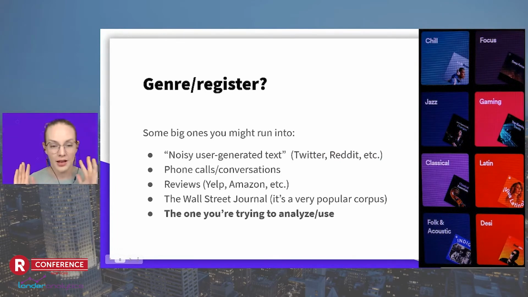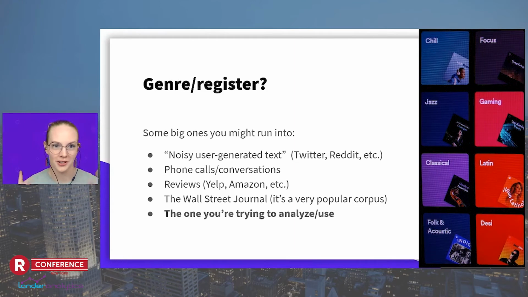So that's social variation, genre, and register. Again, if you train a model on one population, there is no good guarantee that it's going to work on a different population. And specific genres or registers, the terms are kind of interchangeable, that you might run into include noisy user-generated text. That's the technical name. This is things like Twitter, Reddit, Facebook posts, etc. Phone calls or conversations. Telephony, the study of using telephones, is a very distinct subgenre of the ways that people use language. Reviews, a specific genre: Yelp, Amazon, etc.